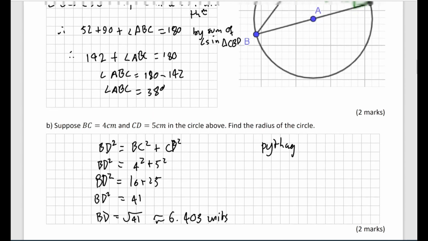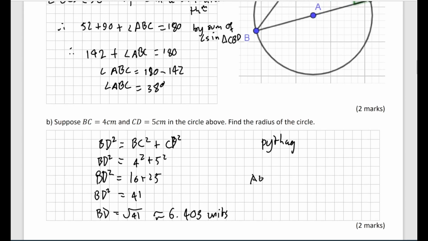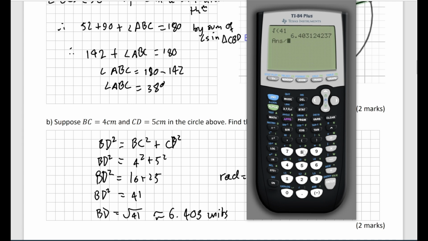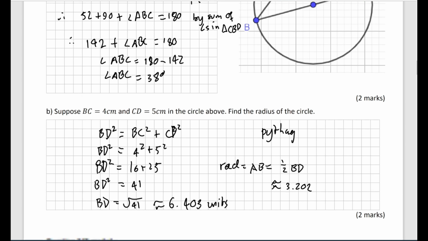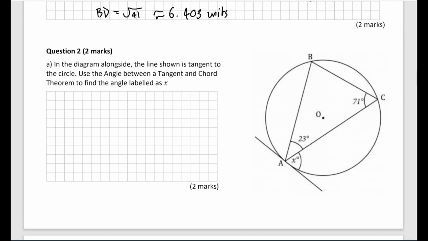So it asks for the radius though. So AB equals half BD, which is the radius. So that's 6.403 divided by 2, because what we found before was the diameter. That gives 3.202. Notice how I've used the full answer. So 6.403, if you halve that, it doesn't look like you get 3.202, but once you bring the rounding into play, you actually do.